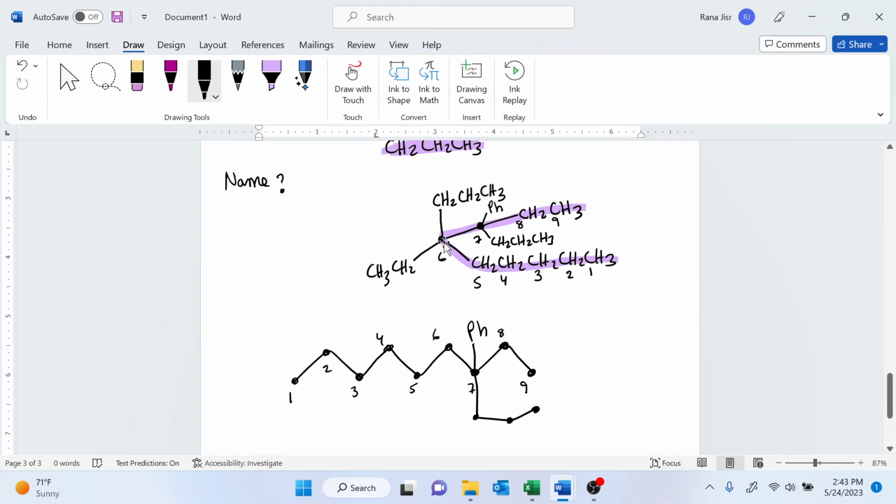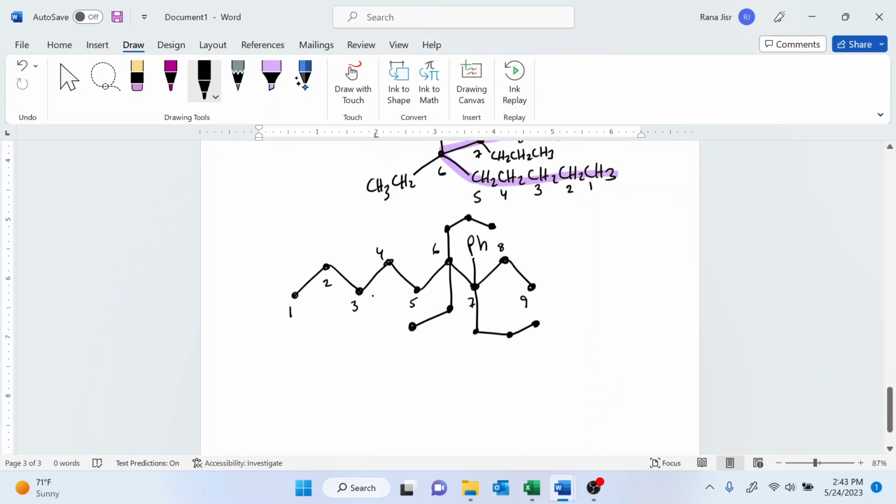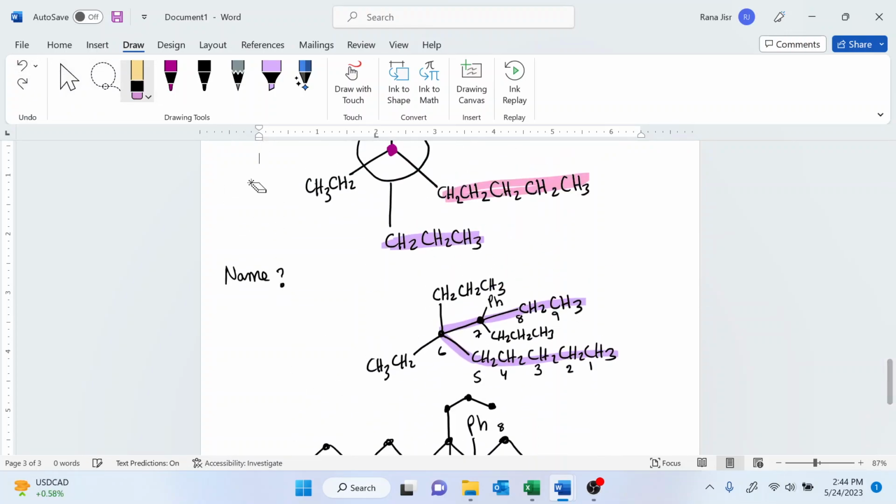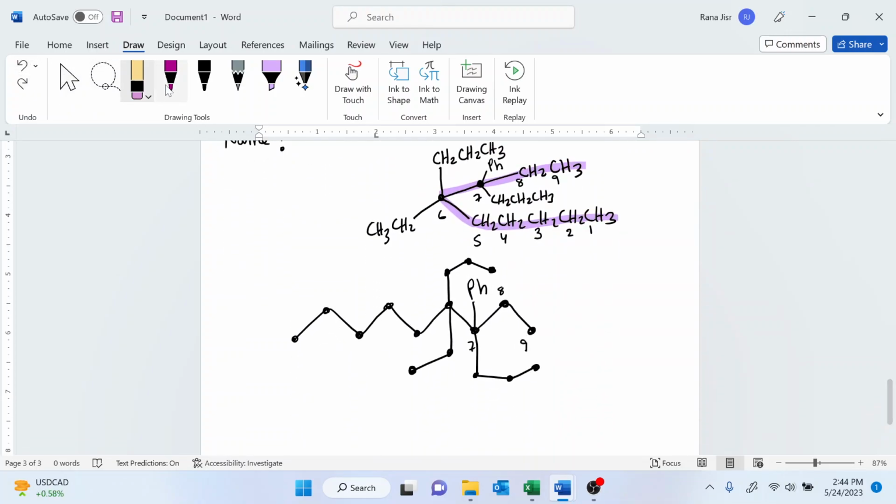And then on carbon number 6, I do have my propyl and ethyl group. So on 6, I have a propyl group here. And then I have my ethyl group there. Here you go. So now, after you figure out your skeletal form, I'm going to take out those numberings. Now you go ahead and choose your longest carbon chain.